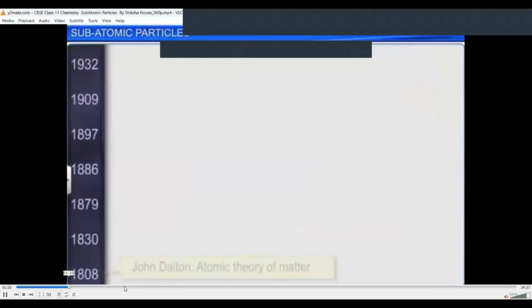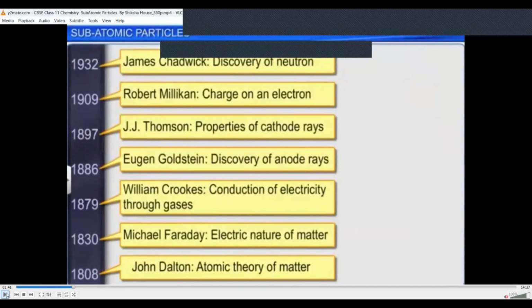So look at these names. These are some of the names I have explained today. John Dalton, Atomic Theory of Matter. Michael Faraday, Electric Nature of Matter. And William Crookes, Conduction of Electricity Through Gases. I told you that he invented the cathode ray experiment.